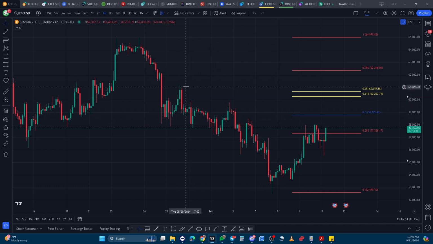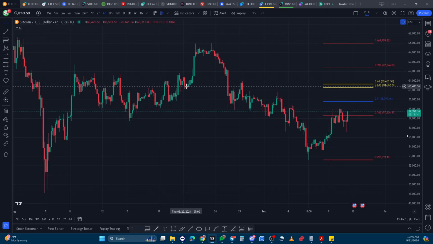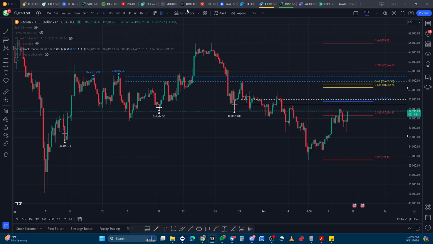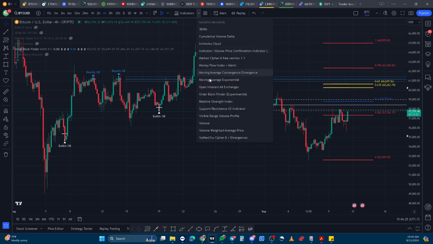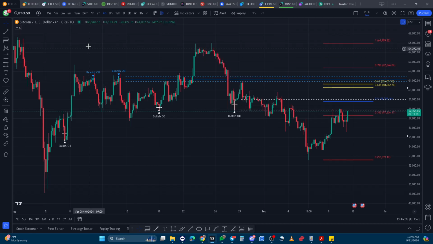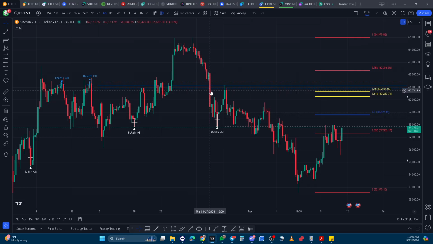So the next thing that I wanted to utilize to figure out where we're going was actually the order block finder. You can find that in the indicators up here. I marked it out as a favorite. This shows where bullish and bearish volume is sitting and how heavy that volume is. The wider the dashed lines are, the more volume there is there.